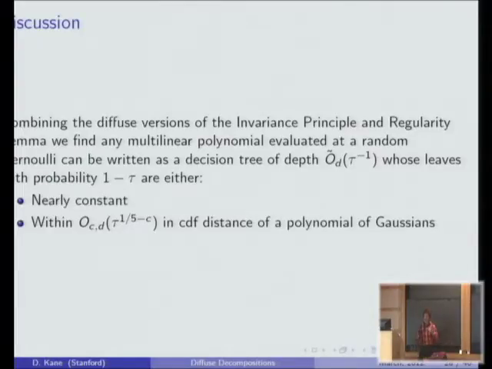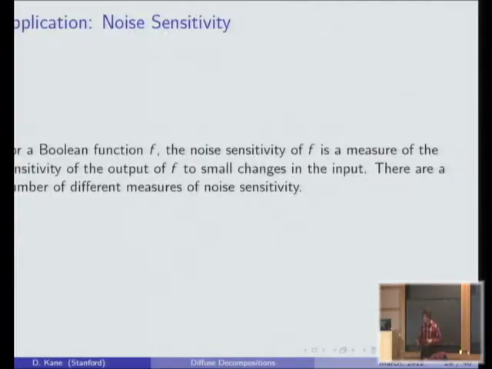Okay, so the point here is that now when we combine the diffuse versions of the invariance principle and the regularity lemma together, we find that you have your polynomial you want to evaluate at random Bernoulli. You can write it as a decision tree of depth about tau inverse, and with probability 1 minus tau, your leaves are either nearly constant or within about tau to the 1/5 minus c of their corresponding distance of a polynomial of Gaussians. And note that this statement with the classical versions of these theorems was exactly the same, except we had an O of tau to the 1 over 8d. And so we have a major improvement in this exponent, which for a number of applications gives us qualitatively better results.